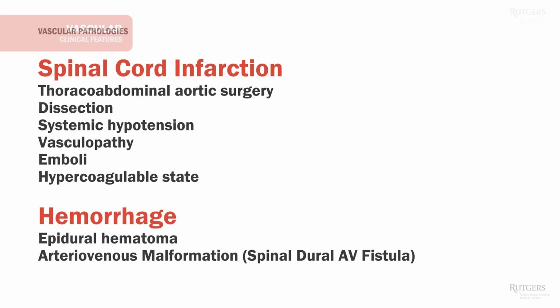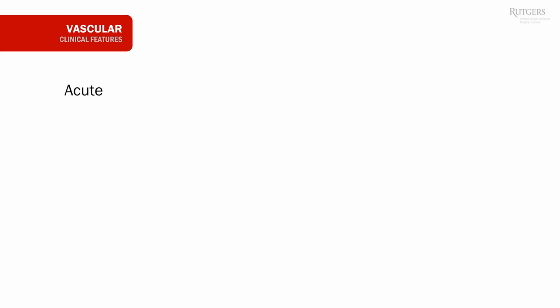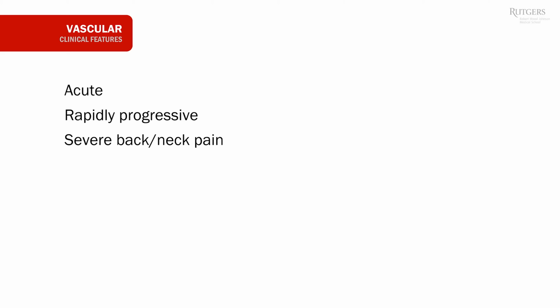How do you suspect vascular cord compromise? Well, this etiology is hyperacute or acute, remember that. Ischemia or hemorrhage is usually rapidly progressive and painful. There's one anterior spinal artery and two posterior ones, so anterior cord is most susceptible to damage.